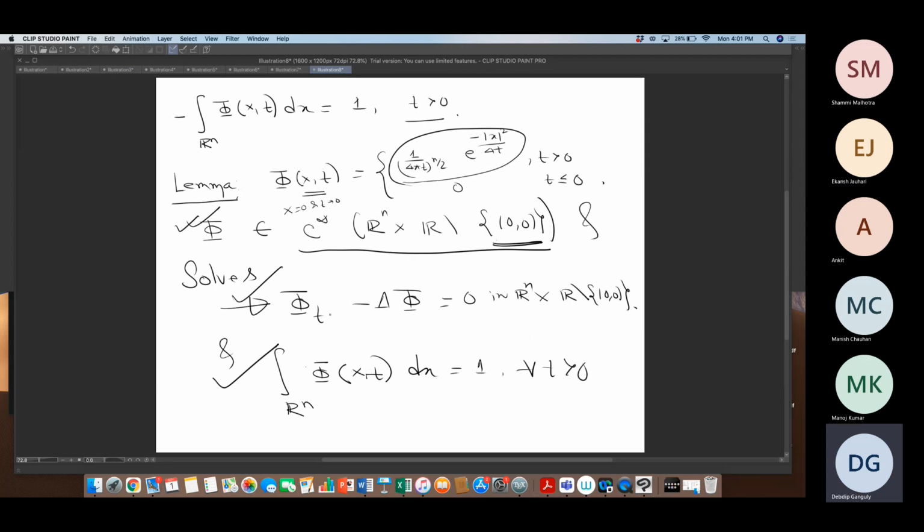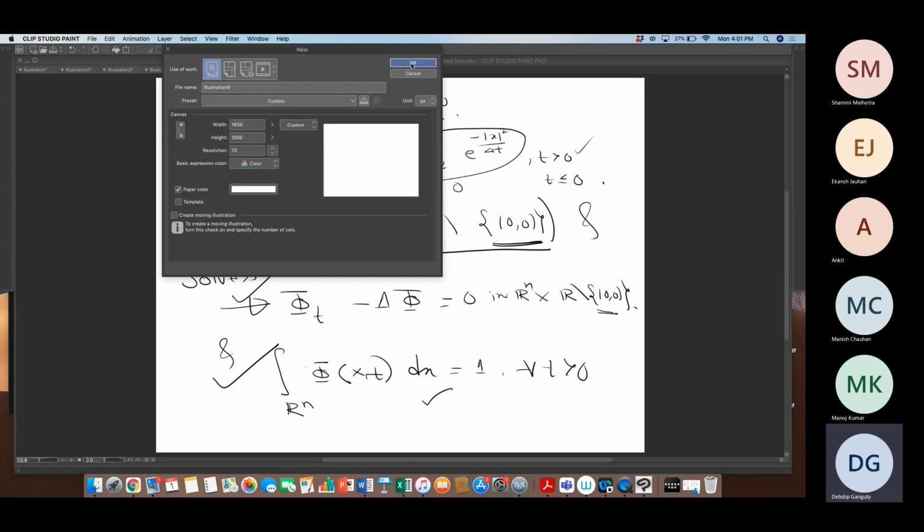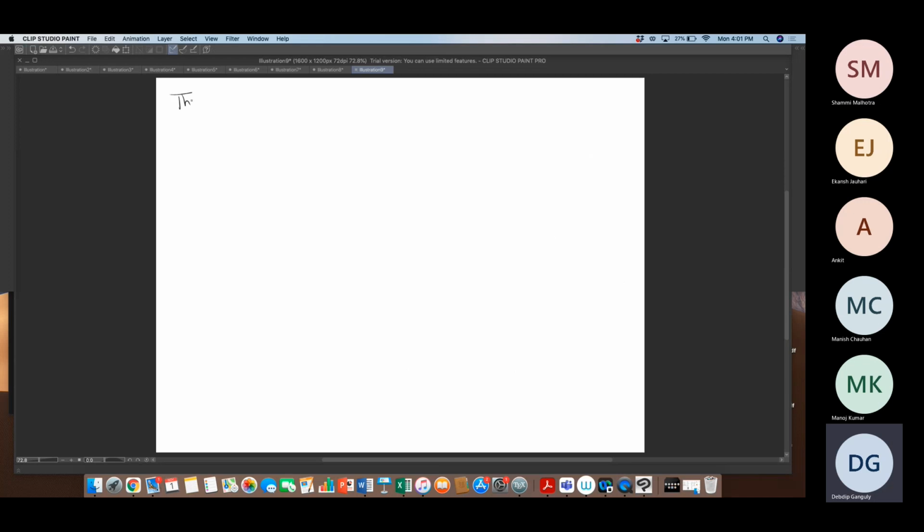Phi t minus Laplacian of phi equals 0 in Rn cross R minus the point (0,0), and the integral of phi of x,t equals 1 for t positive, and phi is a C infinity function except at (0,0). Clear? Now you write a beautiful theorem which I am going to prove, which is the following.